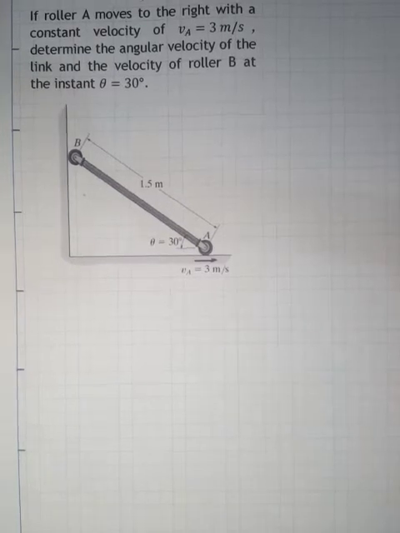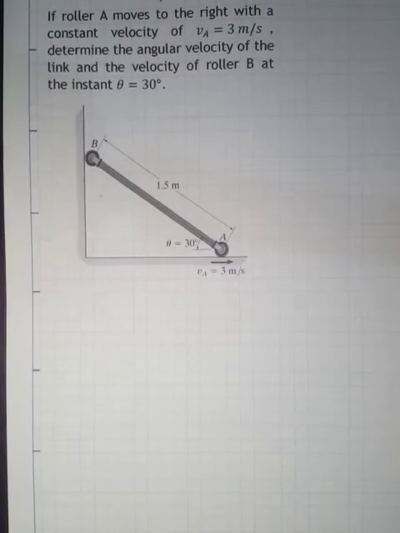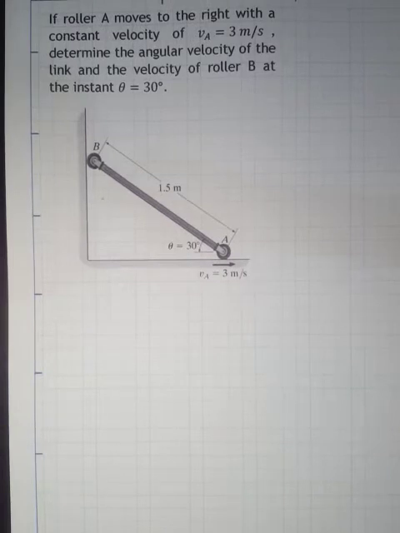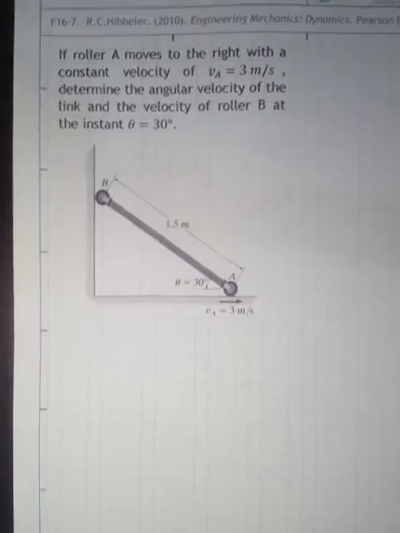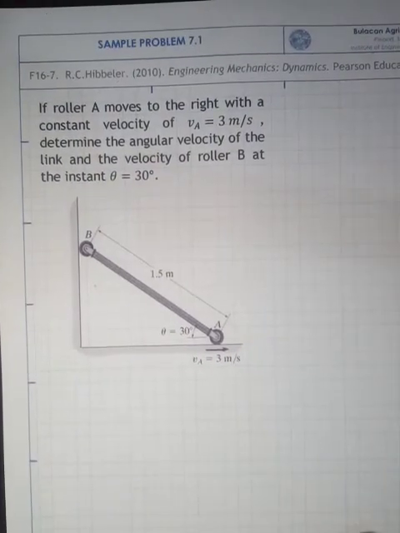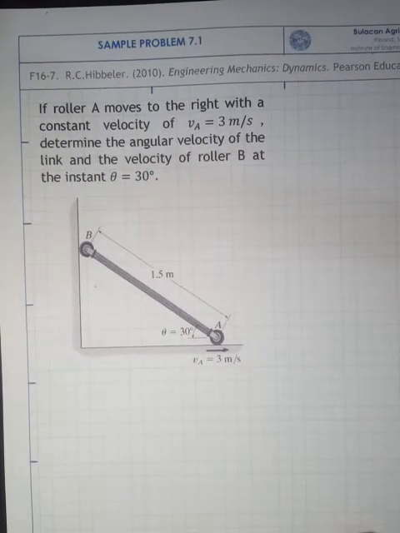Welcome back to this course in Engineering Dynamics, and this video will be doing a sample problem on the general plane motion of a rigid body. The problem here is taken from the textbook of Hibbeler.